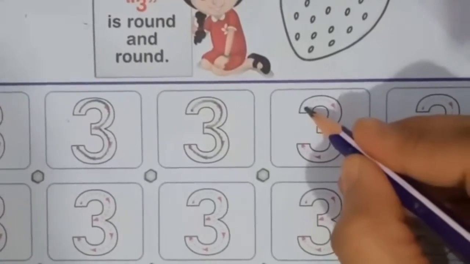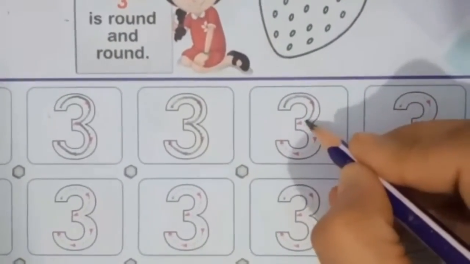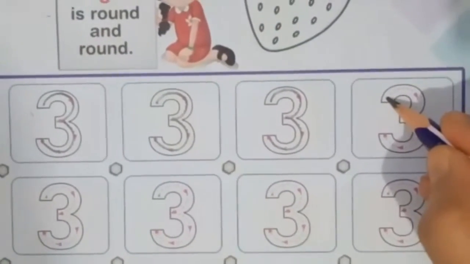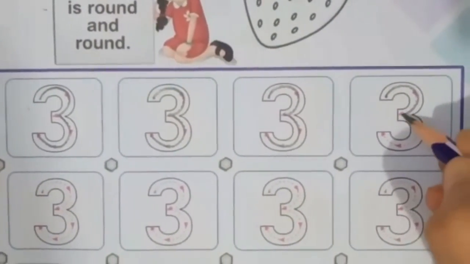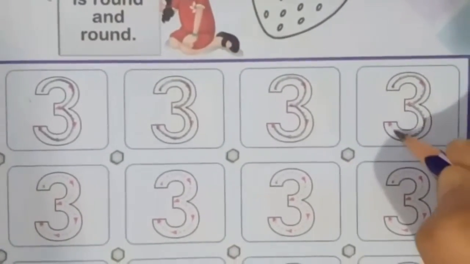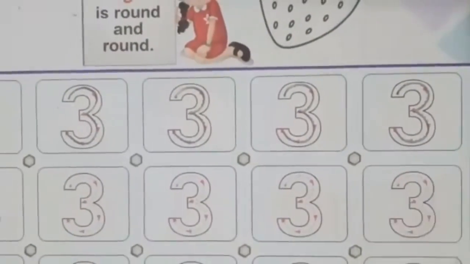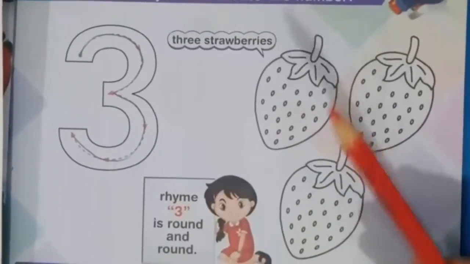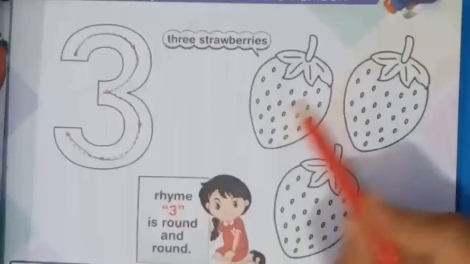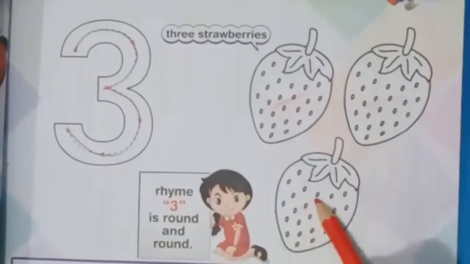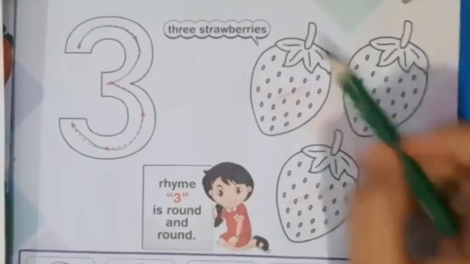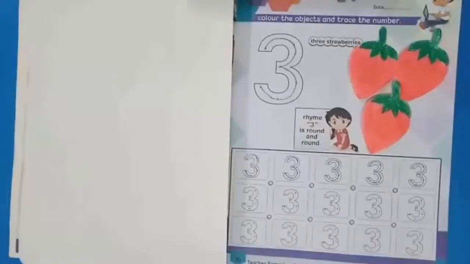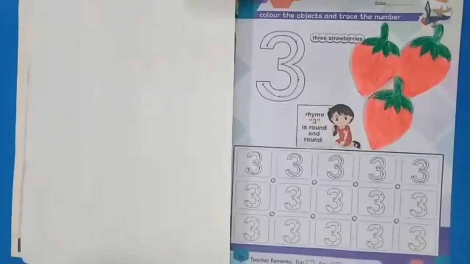Start from dot. 3 is round and round. This is number 3. Now color these pictures. Use red color in strawberries and use green color in leaves. Okay student, complete this page.